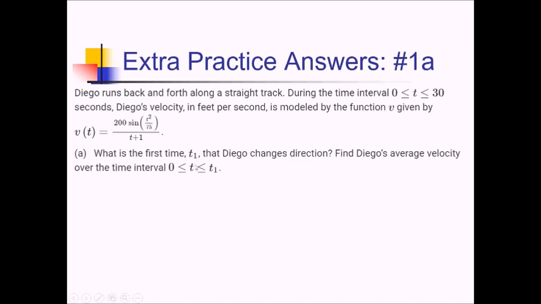Great. First task, we want to know the first time, which they're forcing us to call t1, that Diego changes directions. And then we want his average velocity over the interval from 0 to t1. All right, so we're basically asking when's the first time that v of t changes sign? Well, let's look that up on our calculator.